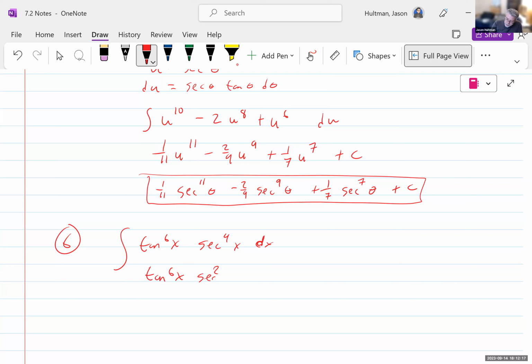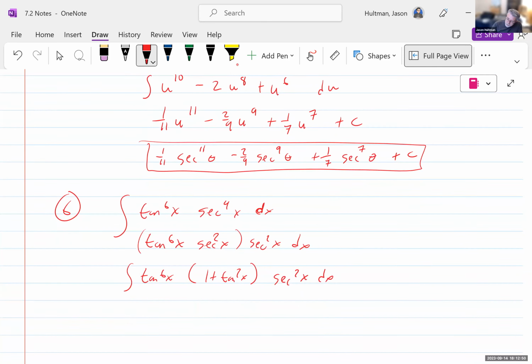So that's secant squared x dx. And then it says convert the remaining secants to tangents. Well, what is secant squared x? Isn't it 1 plus tangent squared x? Is that right? I think so. Yes. Okay. And then this is secant squared x dx.